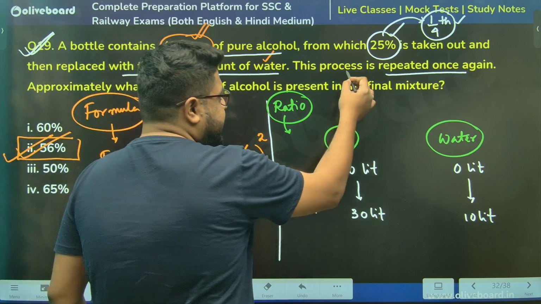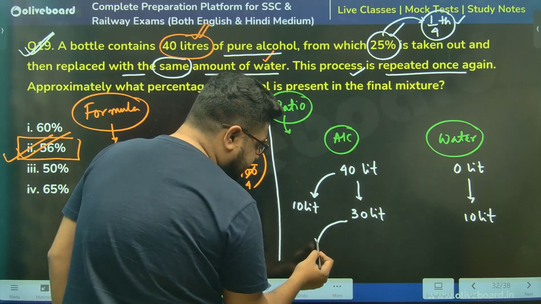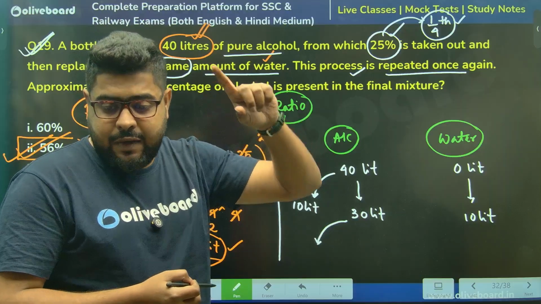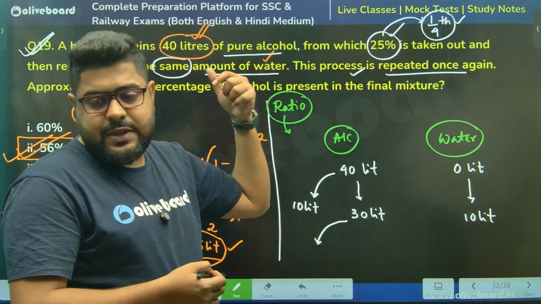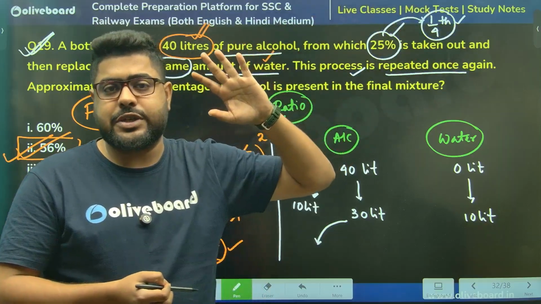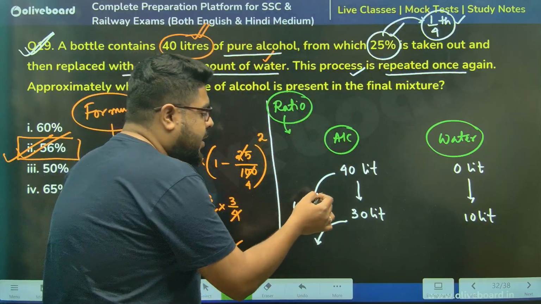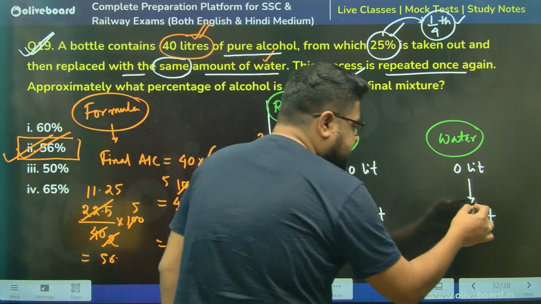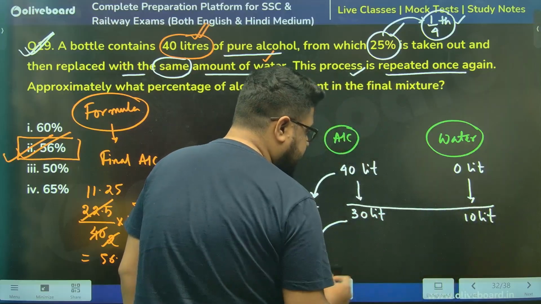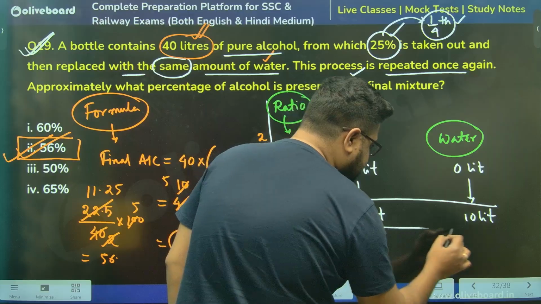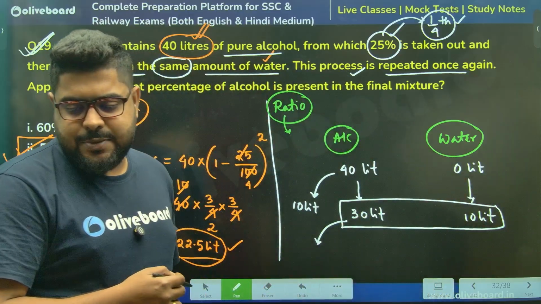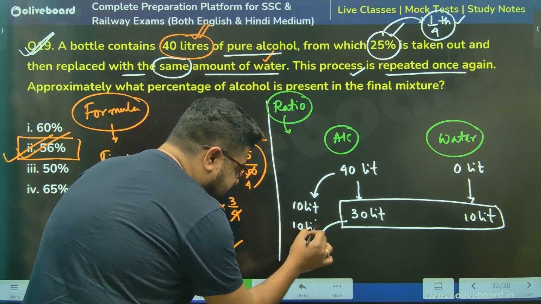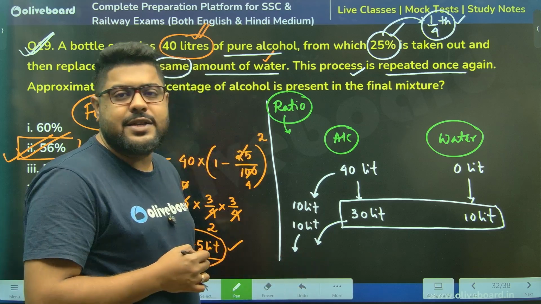Now if I repeat the process, if I again take out 10 liters of the solution, because it is 25% of the solution, I will not take out only alcohol anymore. Because now the solution is not pure alcohol anymore. Now the solution has both alcohol as well as water. So the 10 liters that I'll take out will have alcohol as well as water.